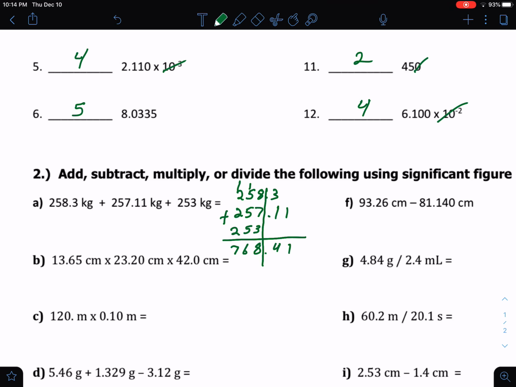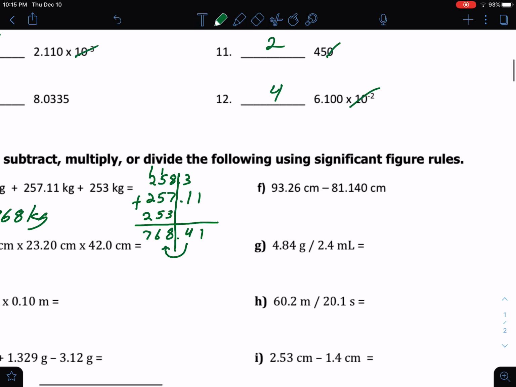Okay, so then what I'm going to do is I'm going to see this 4 is going to tell me if I round that 8 up or not. Okay, so if it is anything below 5, you're not going to round up. So my answer would just simply be 768 kilograms.